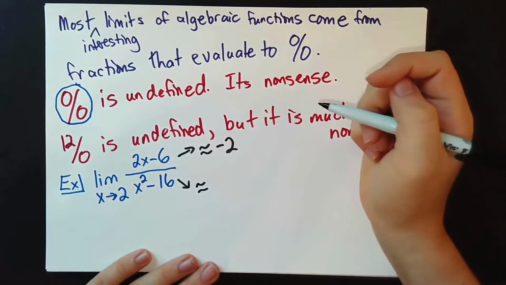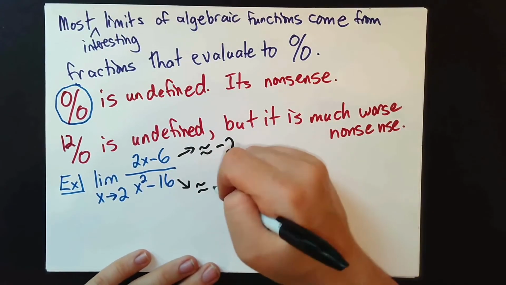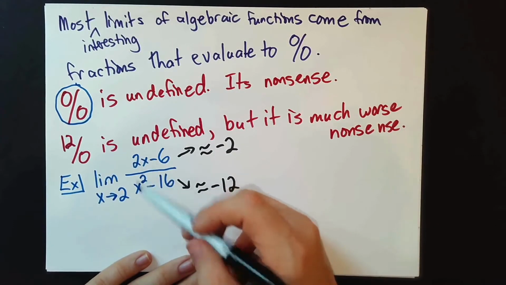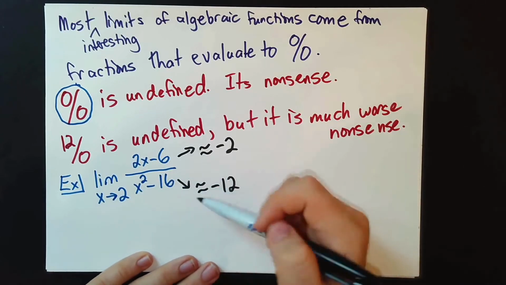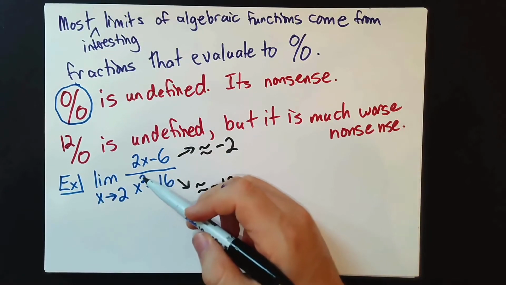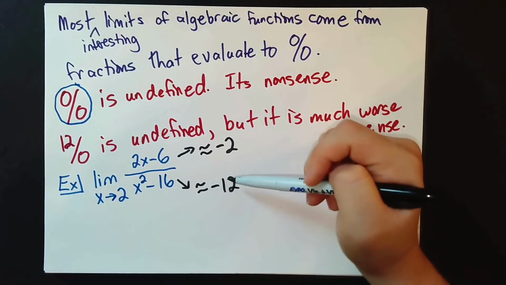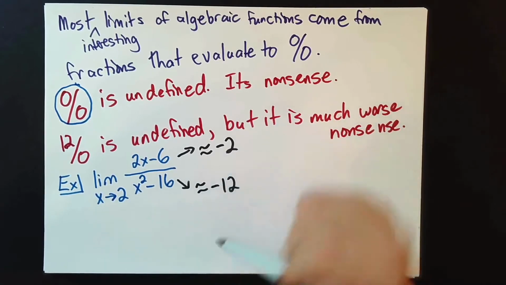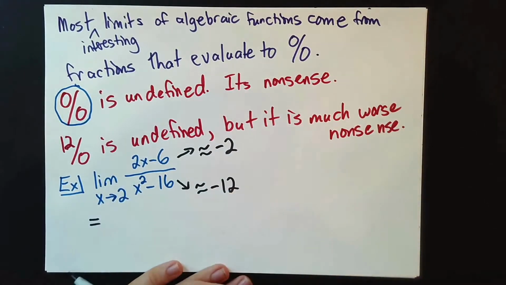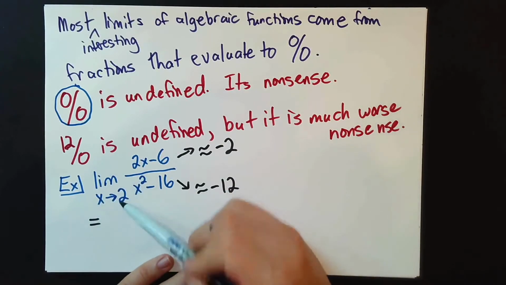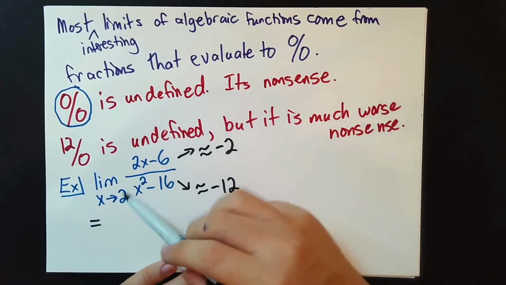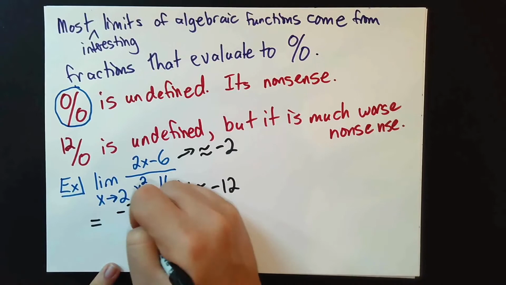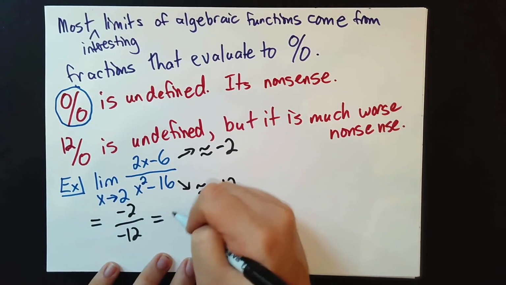Likewise, this denominator is going to end up close to minus 12. Again, if x is close to 2, then x squared minus 16 is going to be close to minus 12. If x is a little bigger, this would be a little bigger than minus 12. If x is a little smaller, it would be a little smaller than minus 12, but it's still going to be really close to minus 12. And so if I plug in a number that's really close to 2, I end up with something really close to minus 2 divided by something really close to minus 12. And so this ends up being minus 2 over minus 12, which is 1/6.